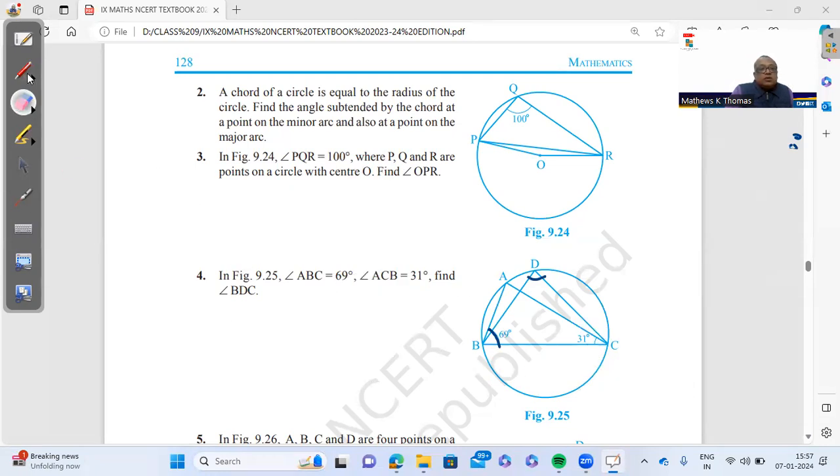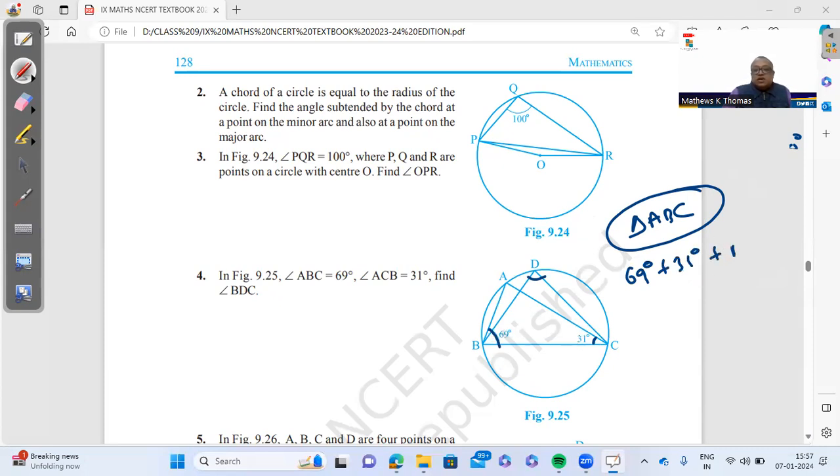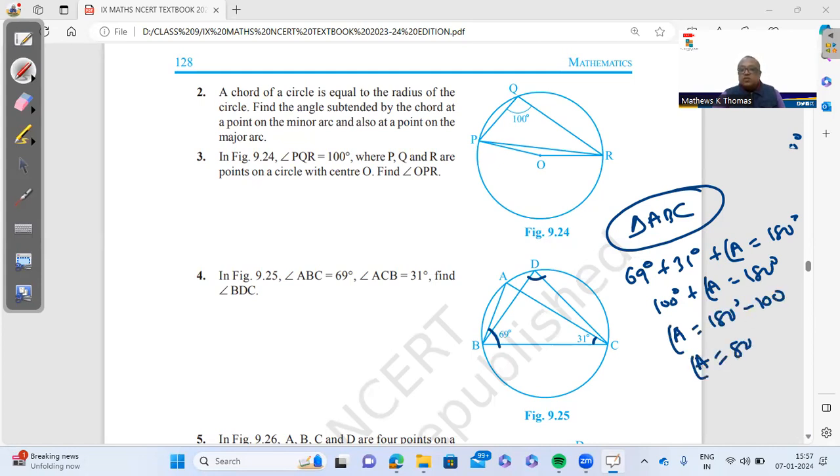So what I need to do is take triangle ABC. We know that the sum of angles of triangle ABC is 180. So this is 69, this is 31, plus angle A is 180. The sum of angles of a triangle we know is 180. So we are taking triangle ABC. 69 and 31 will give us 100. So angle A will be 180 minus 100, so angle A will be 80 degrees. So this will be 80.